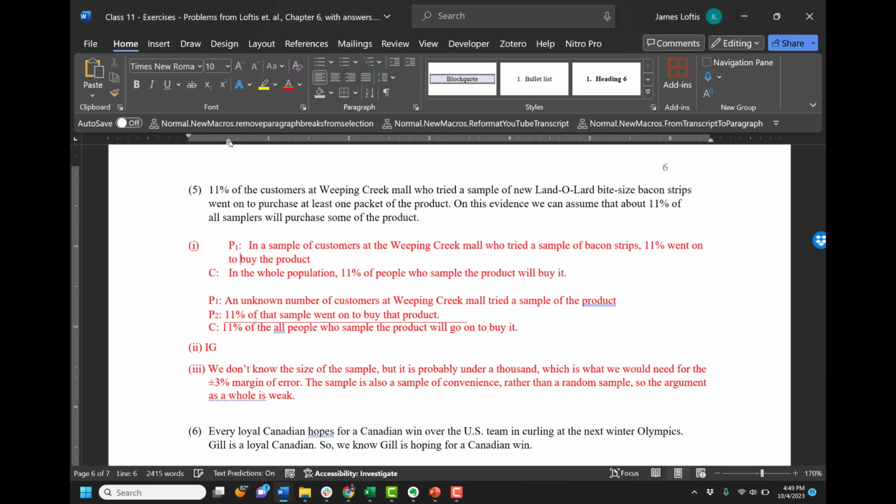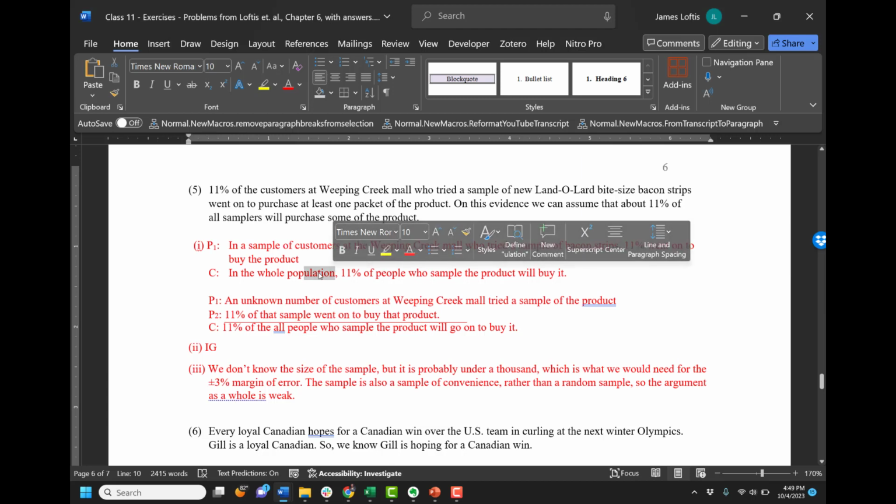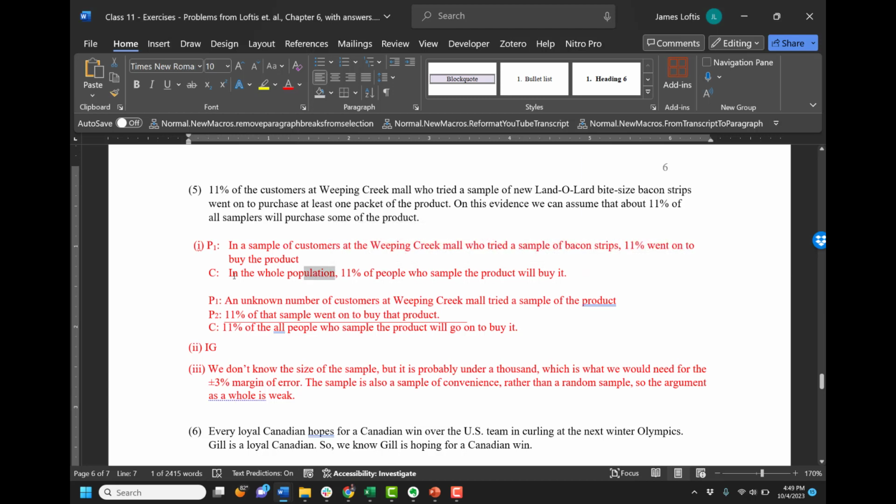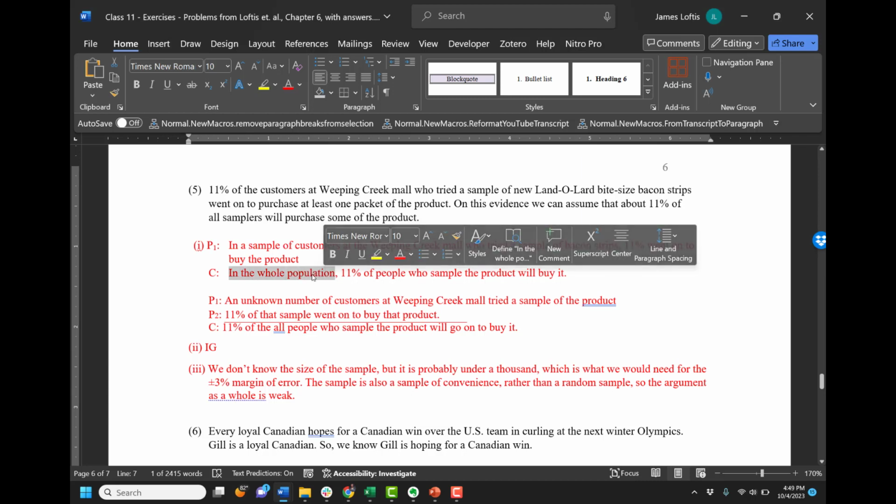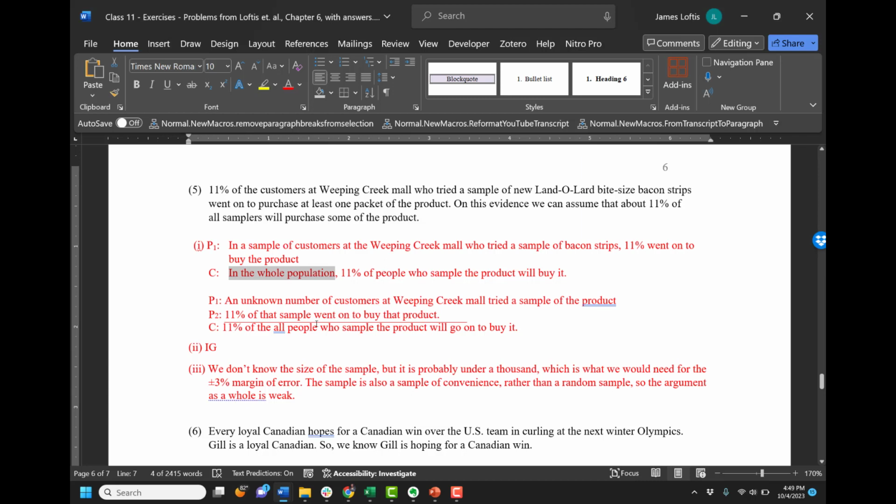And furthermore, well, that's enough right there. The other thing that's interesting is that a lot of information is missing from this. We don't know the size of the sample. We also don't know what the population we're inferring to is. Is this the population of America, people on Earth, people at the mall? It's all vague. So we don't know enough about the sample size. We also notice that the sampling method is probably convenience. So that means that it's probably also not reliable. The argument as a whole then is weak.